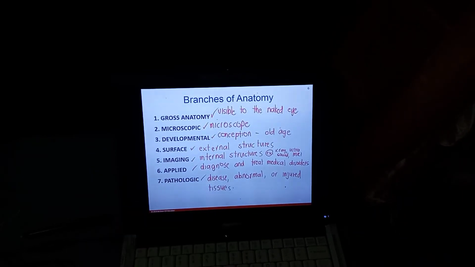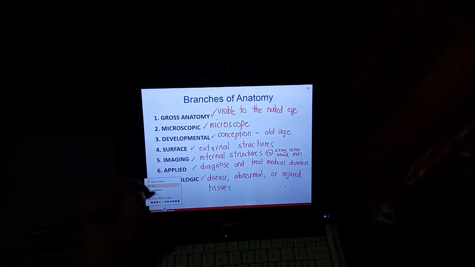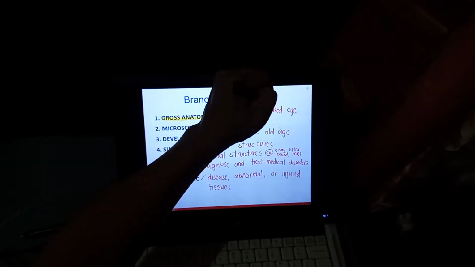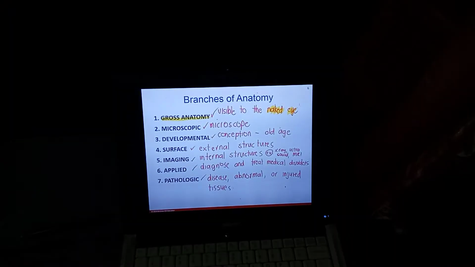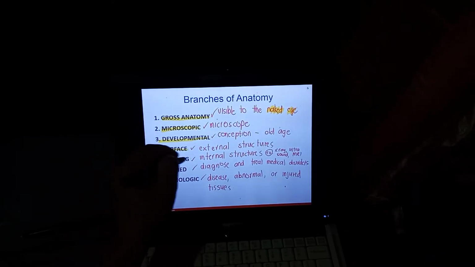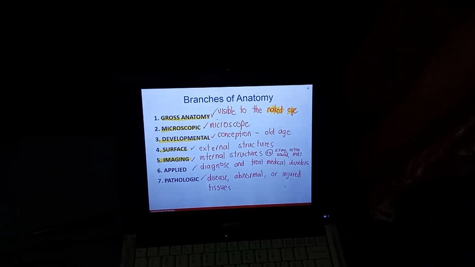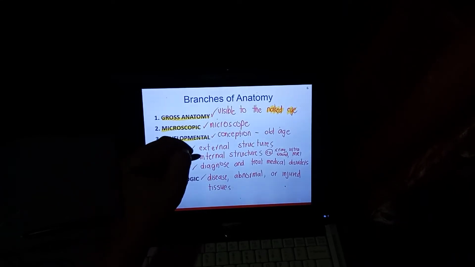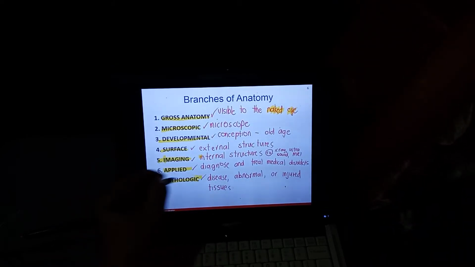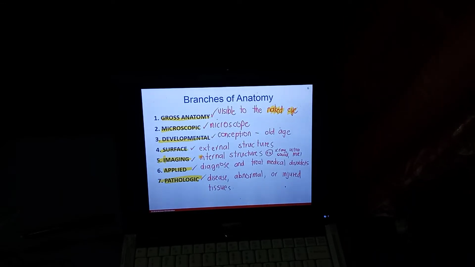Are we getting it, class? Your injured tissues. So, the branches of anatomy include gross anatomy, which focuses on what can be seen by the naked eye; microscopic, with the aid of a microscope; from conception to old age, that's developmental; external is surface; internal, like x-ray, MRI, and ultrasound, is imaging. Internal, letter I. Applied is used to diagnose and treat medical disorders. And your pathologic. So those are the different branches of anatomy.